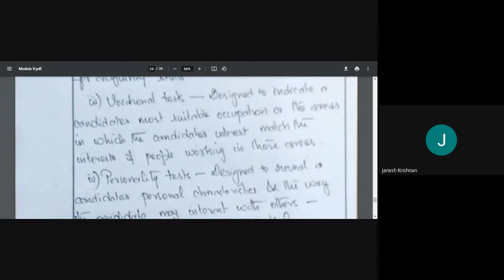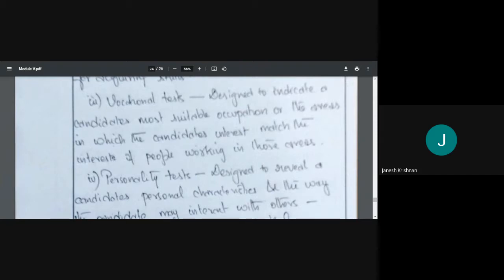So, vocation types indicate the candidate's most suitable occupation, or the areas in which the candidate's interest matches the interest of people working in this area. Okay? Vocational tests are designed to indicate the candidate's most suitable occupation or area.